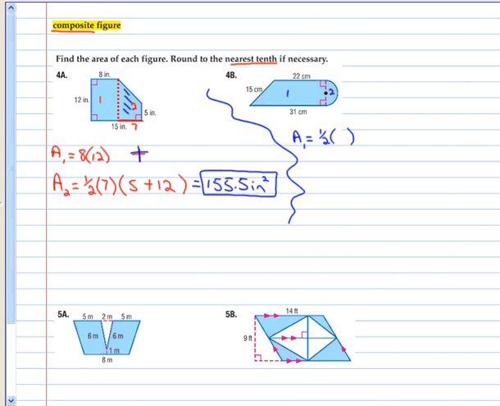We don't know the height of that yet, do we? So we're going to have to figure out the height. So let's draw this nice little line right there. Can you tell me how long that side is? What's 31 minus 22? 9. Now, can I figure out how tall this thing is?